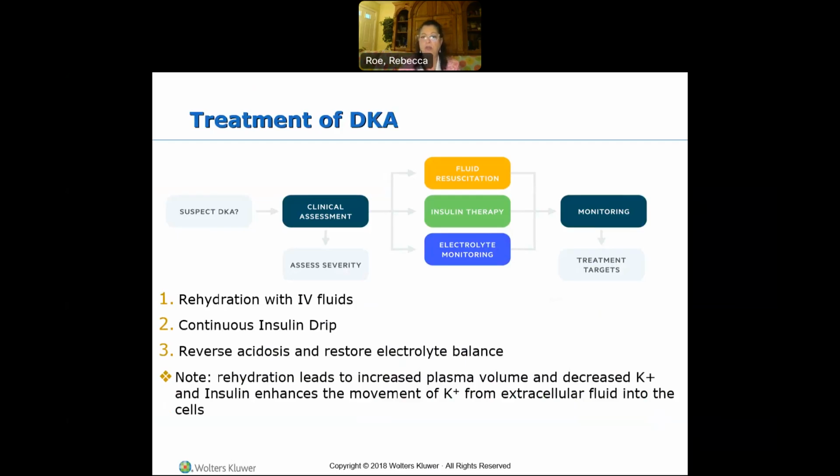So those three things, your fluid resuscitation, your insulin therapy, your electrolyte monitoring, those are your three focus areas. And then you're going to continue to monitor until they reach normalcy. The choice of fluid composition depends on the patient's serum sodium and other electrolyte imbalances. You can add dextrose to the IV fluids when your patient's blood glucose reaches 250 milligrams per deciliter.